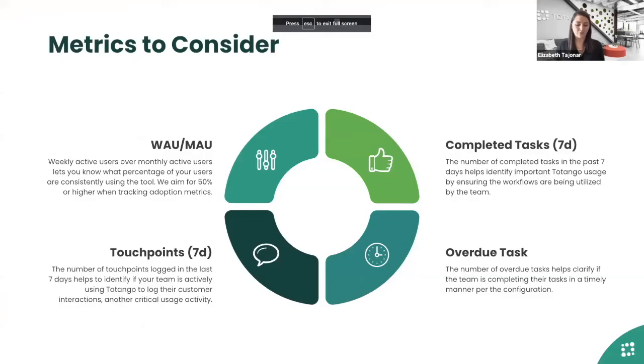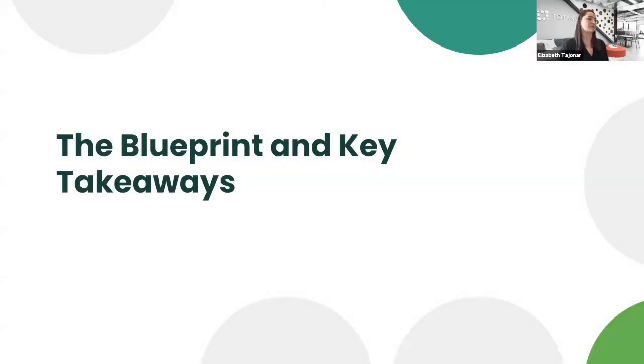Excellent. And with that, we'll go ahead and navigate on to the blueprint. So tons of information has been shared. What does that look like? How could you replicate? And what's this kind of blueprint for enablement?